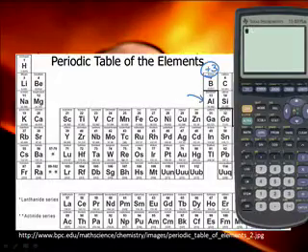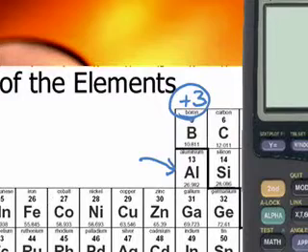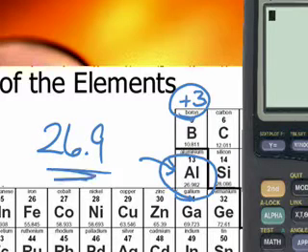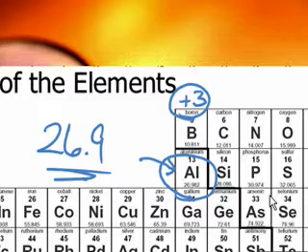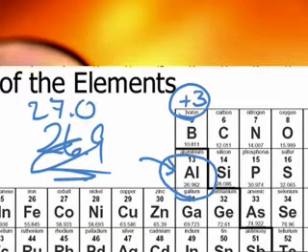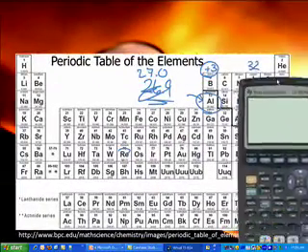So let's take a look at our periodic table. Now, aluminum weighs 26.9 and some change. Or let's round up, 27.0. And then sulfur is 32 right here. Yep, 32.0. We'll just keep that one decimal.